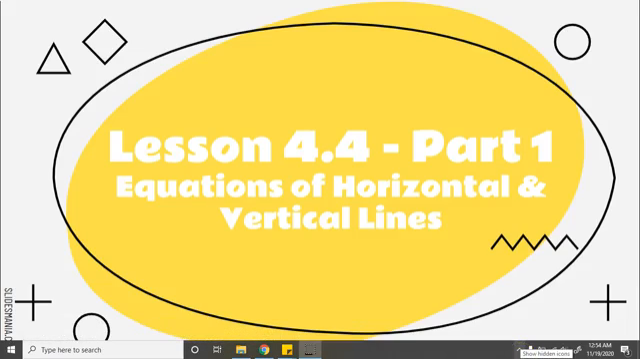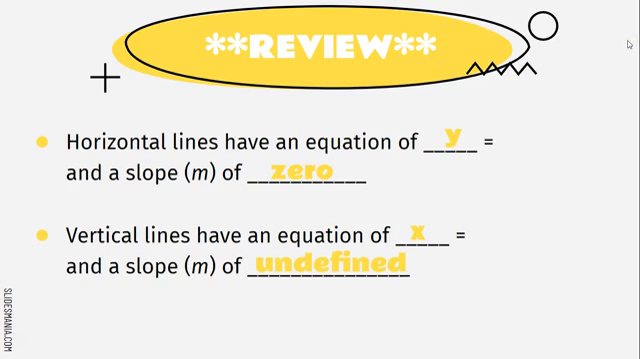Today's lesson is 4.4, Part 1, Equations of Horizontal and Vertical Lines. If we recall, this is a review: horizontal lines have an equation of y equals, so it's always y equals a number, and they have a slope of 0.